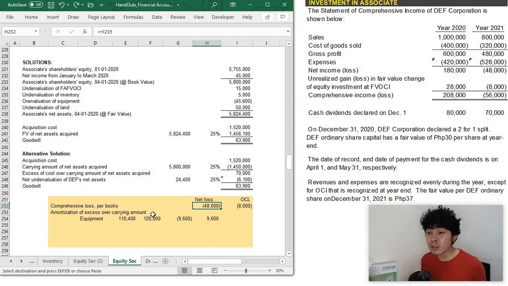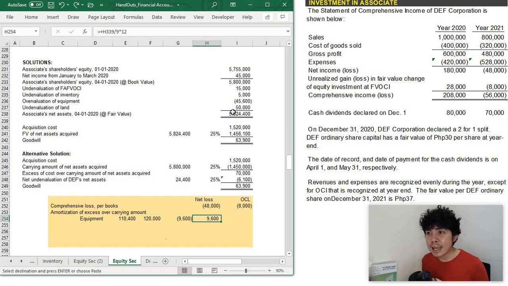dyan is 120,000 pesos. Pero sa point of view natin, dapat daw ang depreciation niya is 110,400. Kaya babawasan natin yung depreciation by adding the 9,600 pesos, assuming the depreciation method is straight line method.